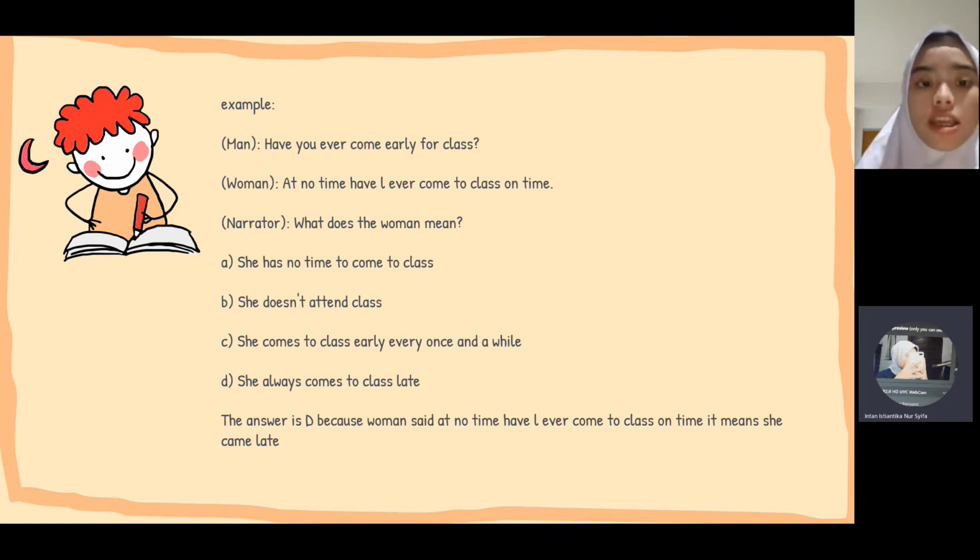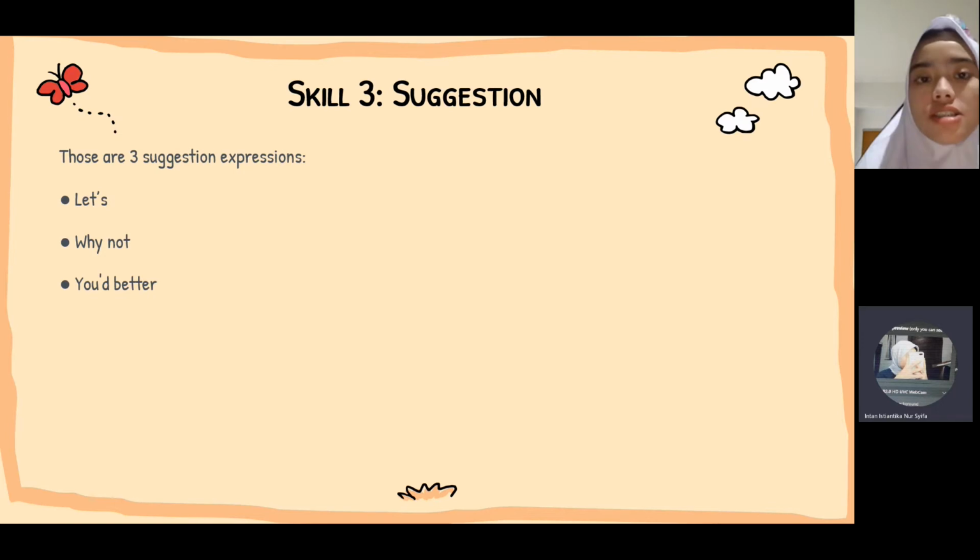The answer is D because the woman said, at no time have I ever come to class on time. It means she comes late. And let's move to skill 3. Skill 3 is suggestion. There are three suggestion expressions: one, let's; two, why not; and three, you'd better.